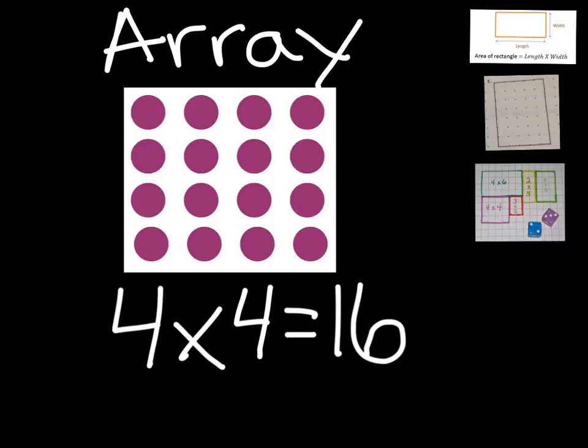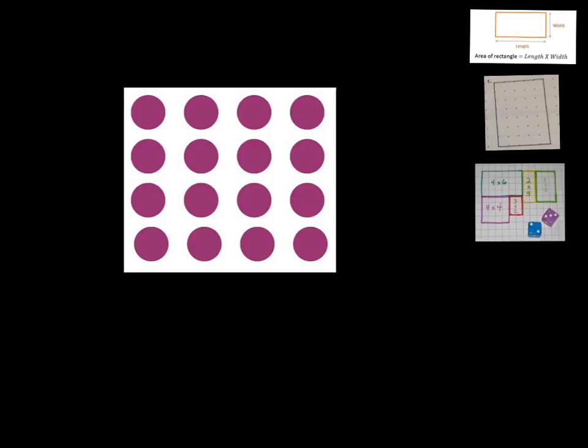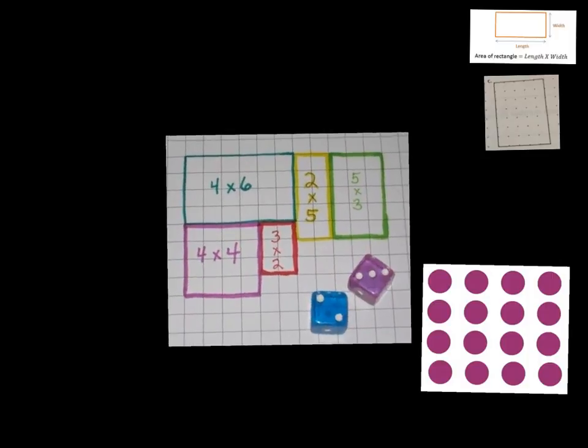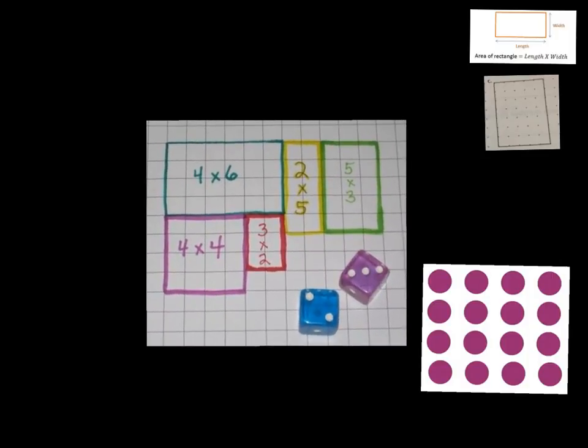Something else we can do with an array would be to find the area of something. And we can find the area of something by looking at it like this. The area is the surface of a shape. We could find the area of the surface of this shape or of this shape by looking at it like an array. So let me explain.